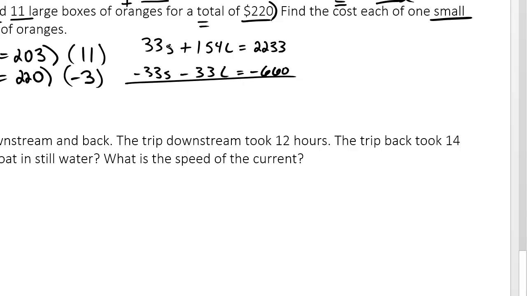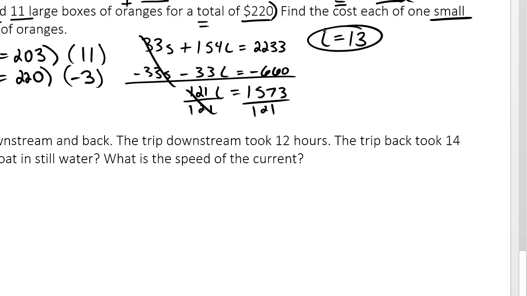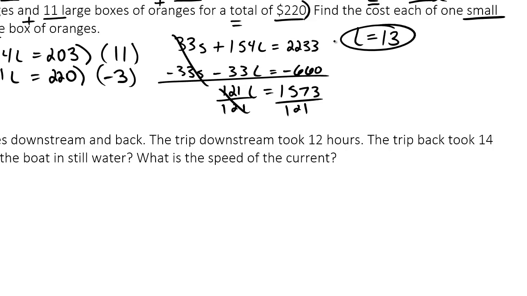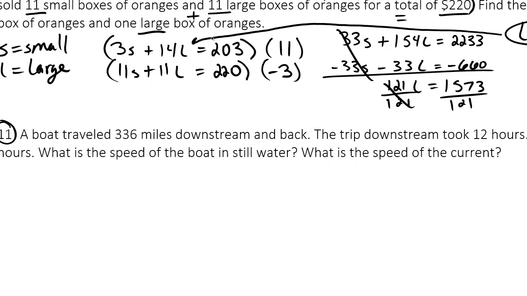We're going to add down. The S's cancel. 154 minus 33 is 121L equals 2233 minus 660, which is 1573. Now to get L by itself, we're going to divide by 121, and we're going to get L equals 13. Okay, so then after we find L, plug it back into your original equation and solve for S. So let's plug it in right there.